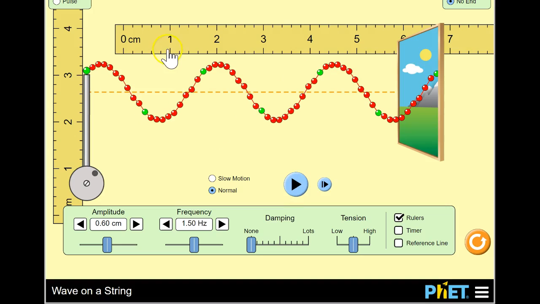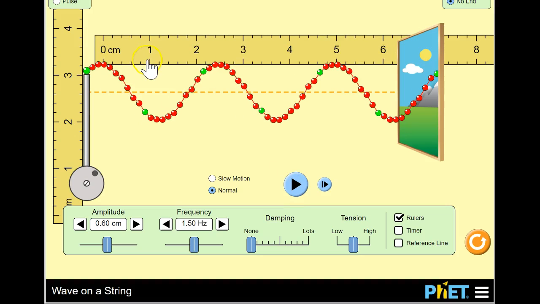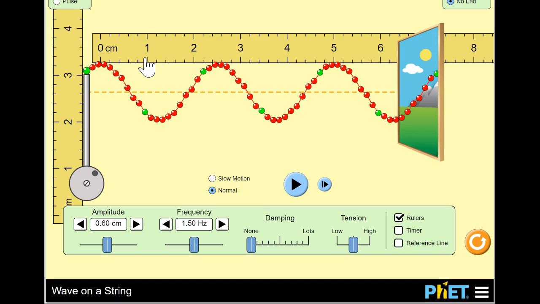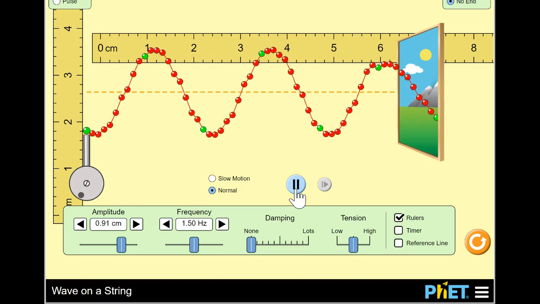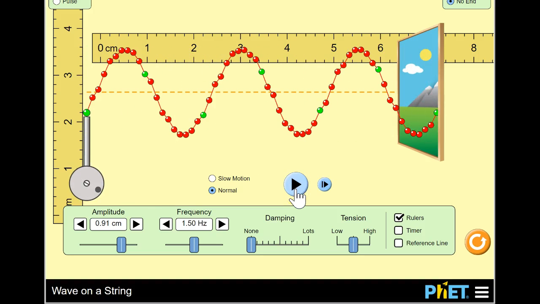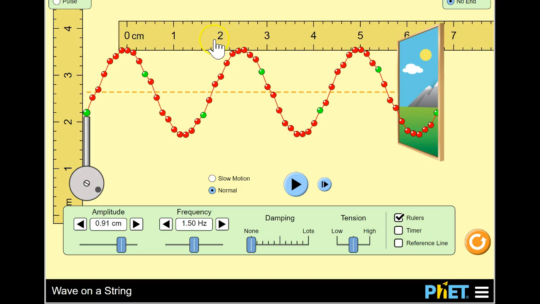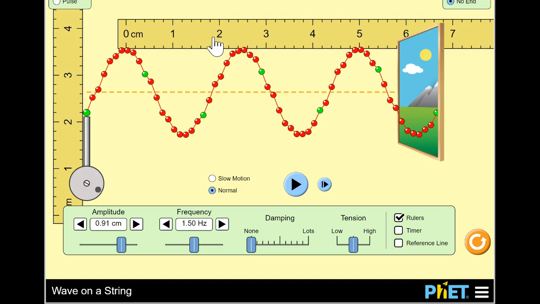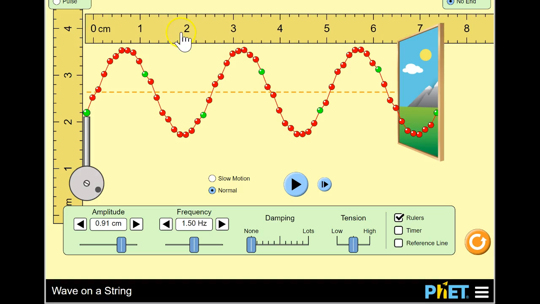Let's check. So for this wave, I measure right here, and it's around 2.5 centimeters. And if I increase the amplitude and play a little bit, and let that stabilize and pause it again, and we'll measure again, and look, it's still exactly the same length. So changing the amplitude only changes the amount that the wave moves from the equilibrium line.